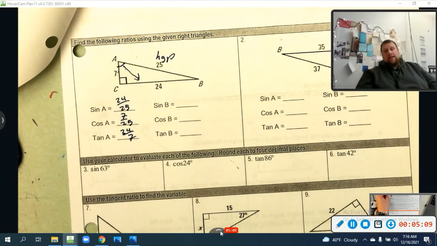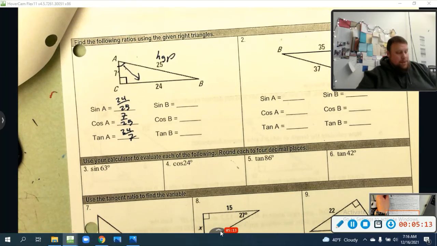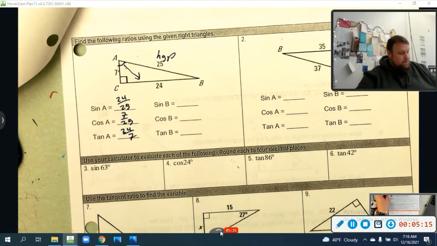Awesome. We have a bit of work to do in this packet. I'm sure we'll be doing examples on the board to help out, but just keep it in mind.